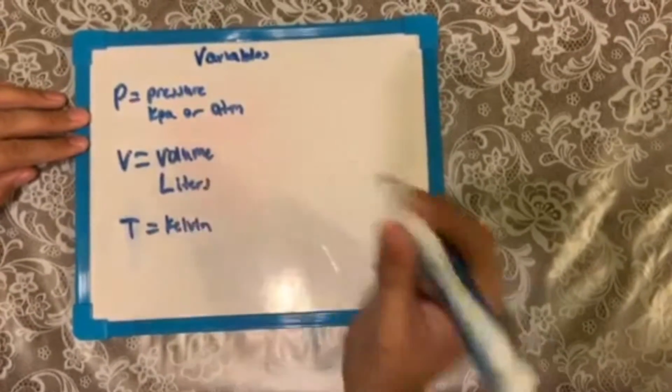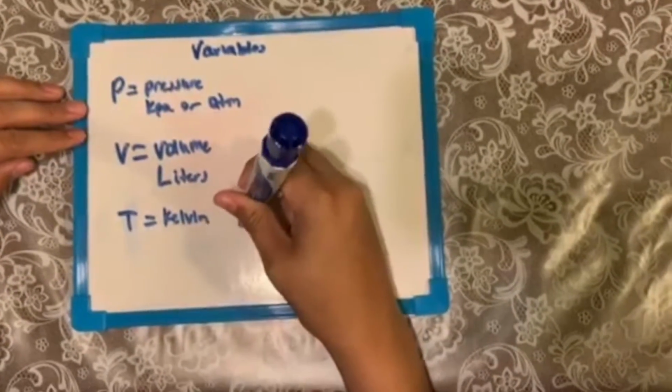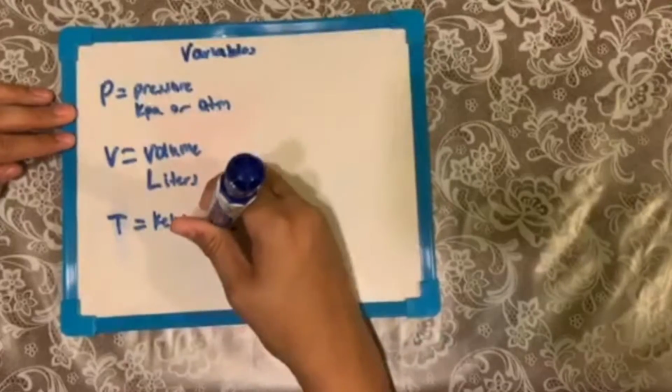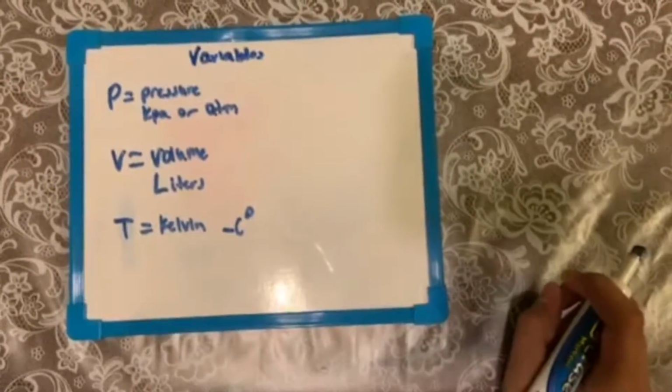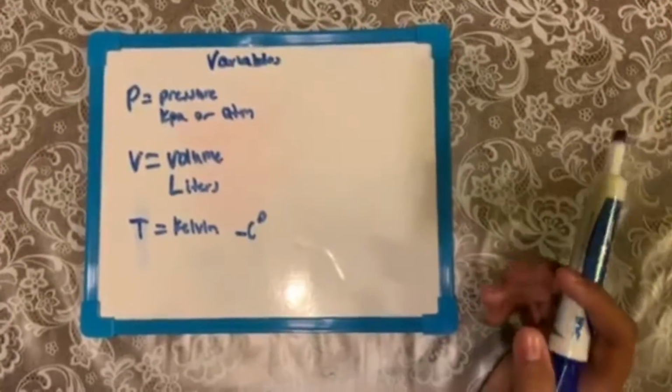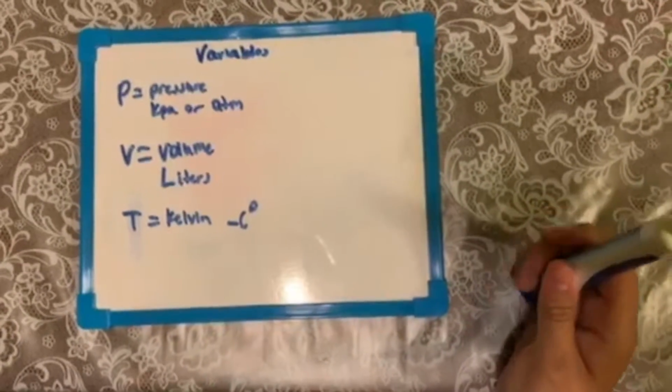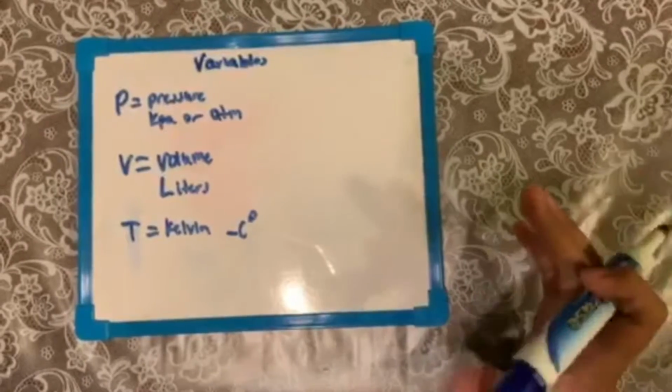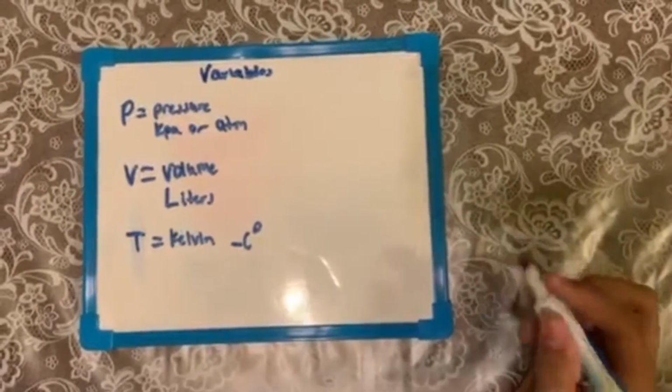Kelvin degrees. The reason we don't use Celsius degrees is because there are negative Celsius degrees. And if you were to do the math later on in the video, you'd realize if you plug in a negative number, you might get negative pressure or negative volume, and that's not possible.